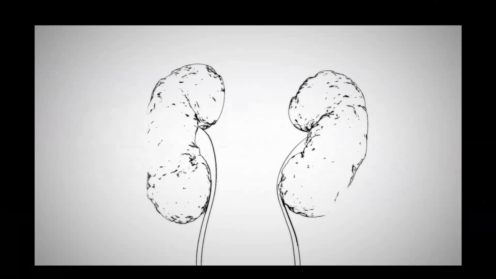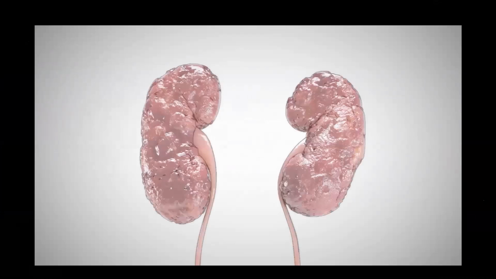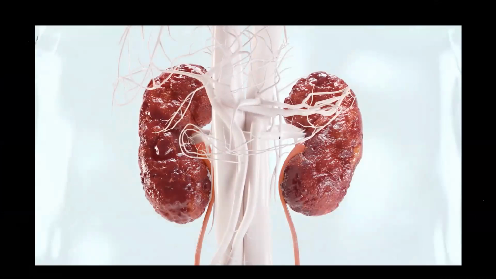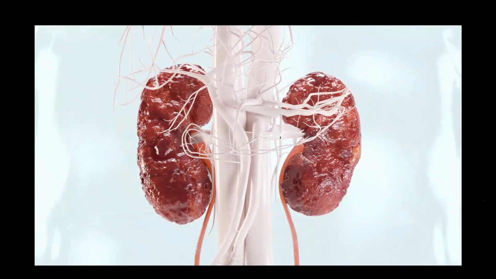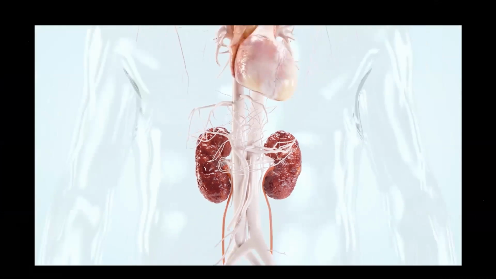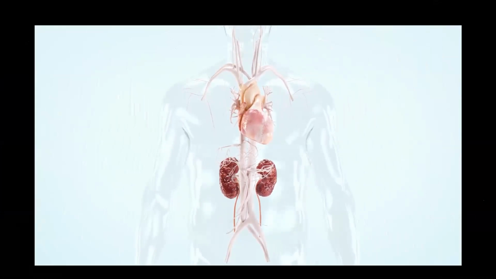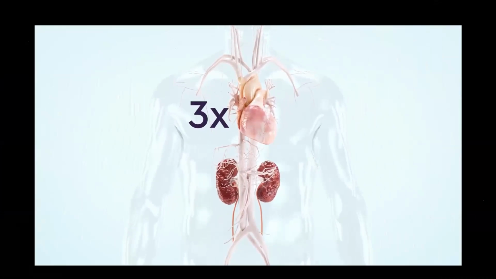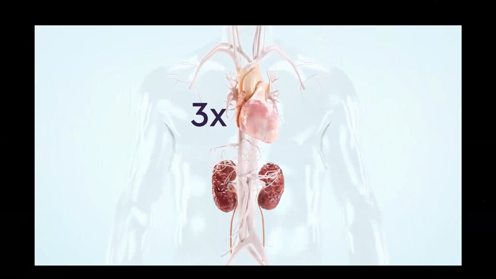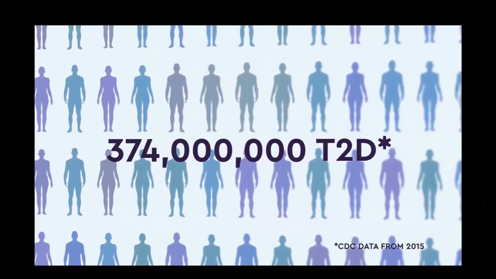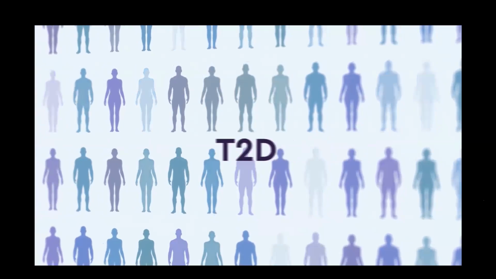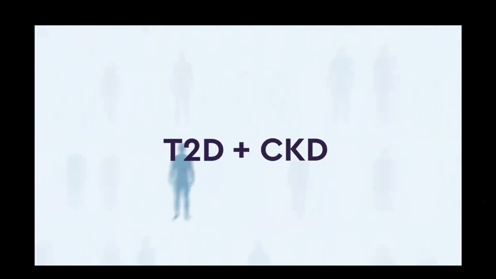Chronic kidney disease, CKD, is a progressive condition that leads to end-stage kidney disease and eventually death. While CKD primarily affects kidney function, it also increases a patient's risk of cardiovascular events. In fact, patients with CKD and type 2 diabetes, T2D, are 3 times more likely to die from a cardiovascular event than patients with T2D alone. Approximately 374 million people have type 2 diabetes worldwide. Up to 40% of these patients also have CKD.